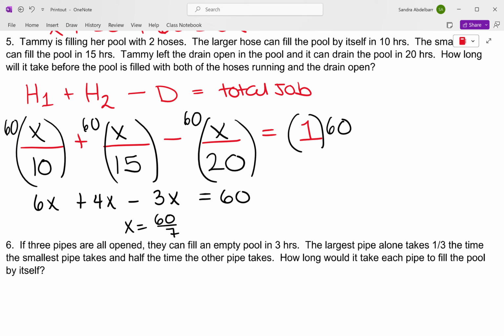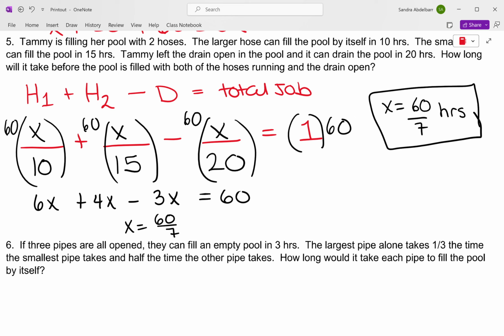Did I say at what time will it finish? No, what did I ask? How long will it take? So if I were you, I would not change this to a mixed number. I would not change it to a decimal. I would not change it to hours and minutes. I would say it would take 60 over 7 hours.